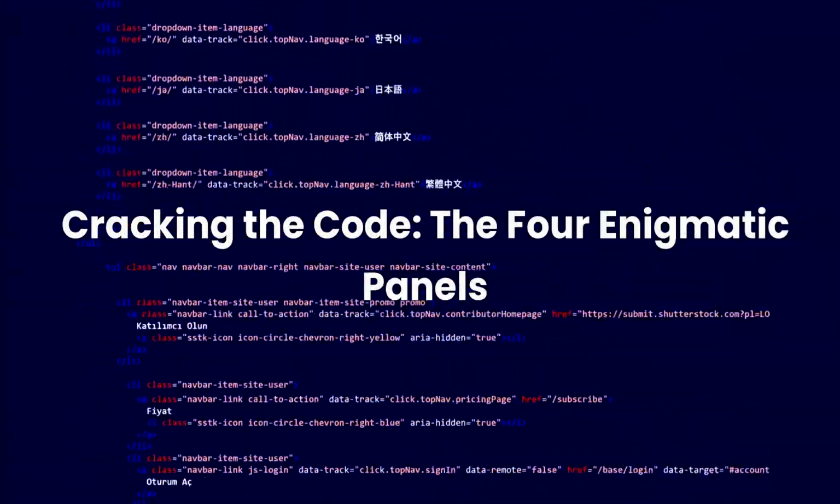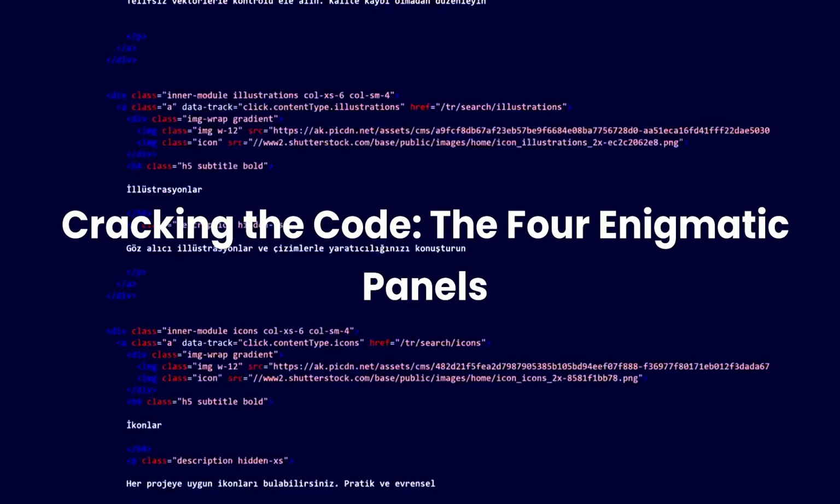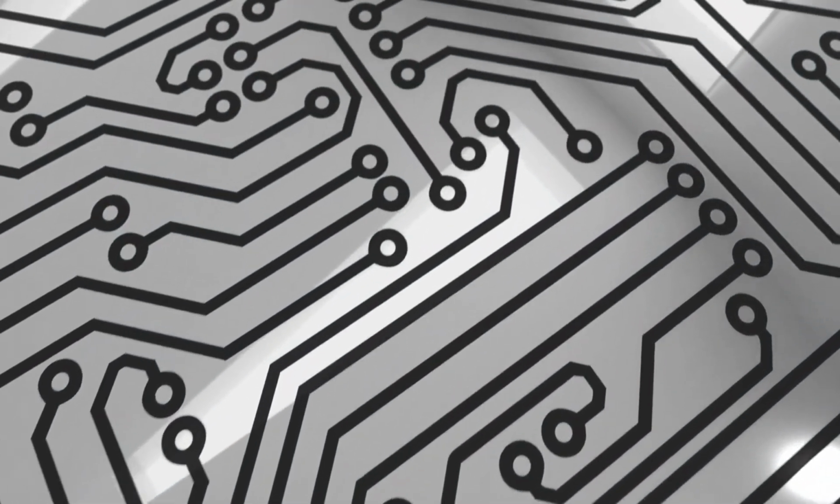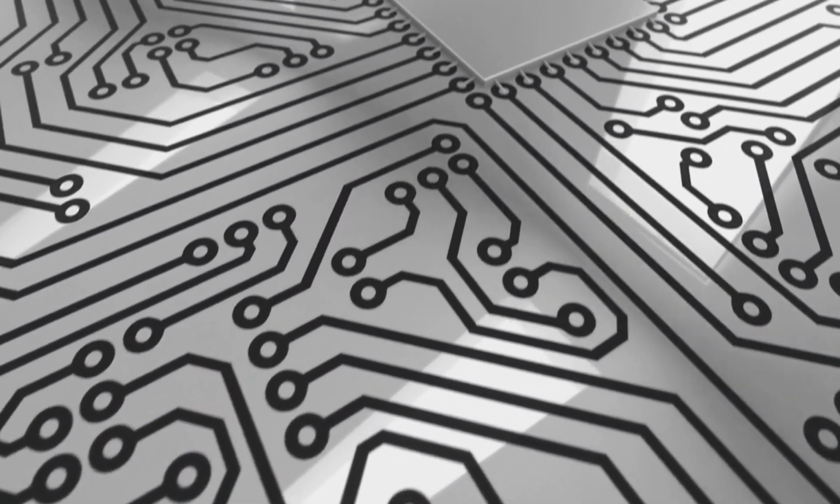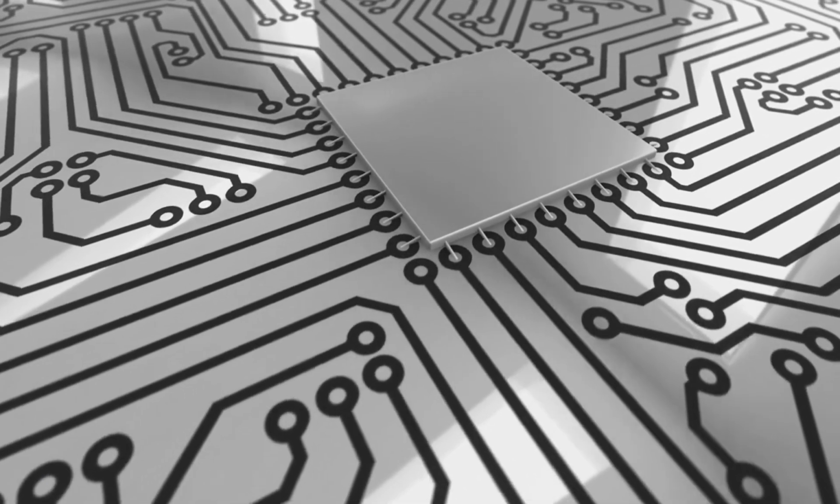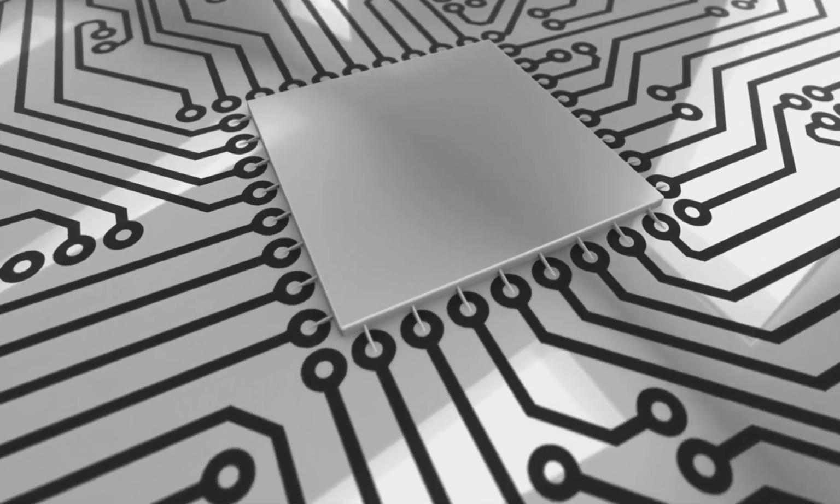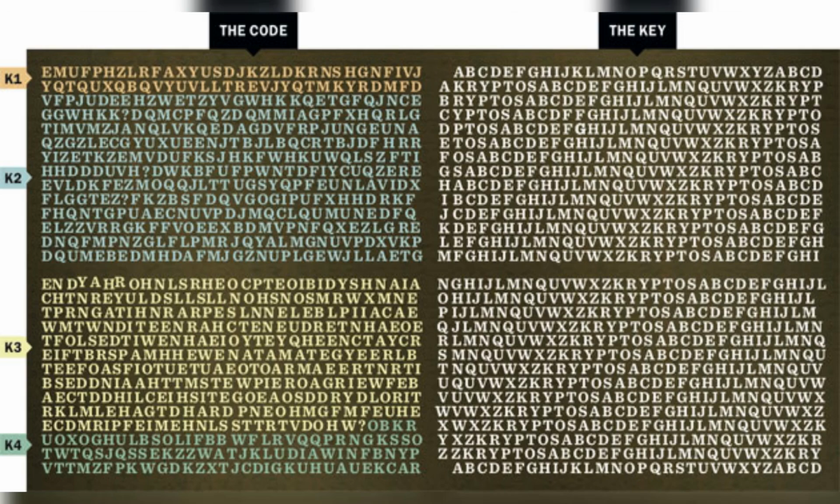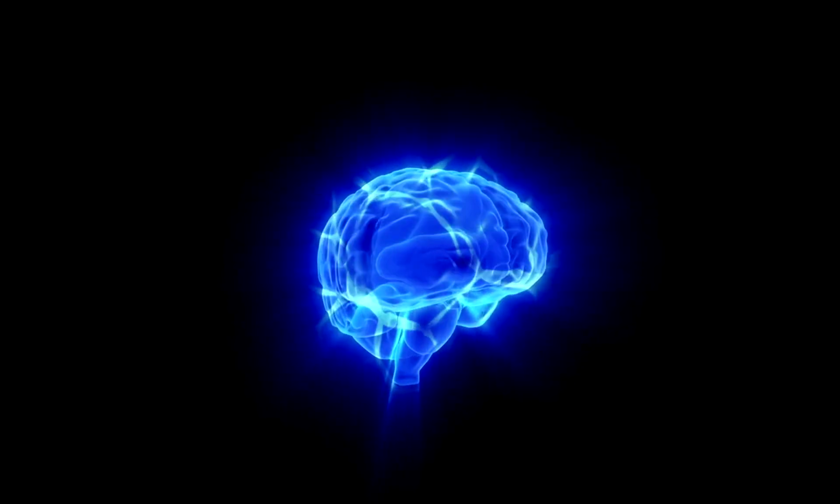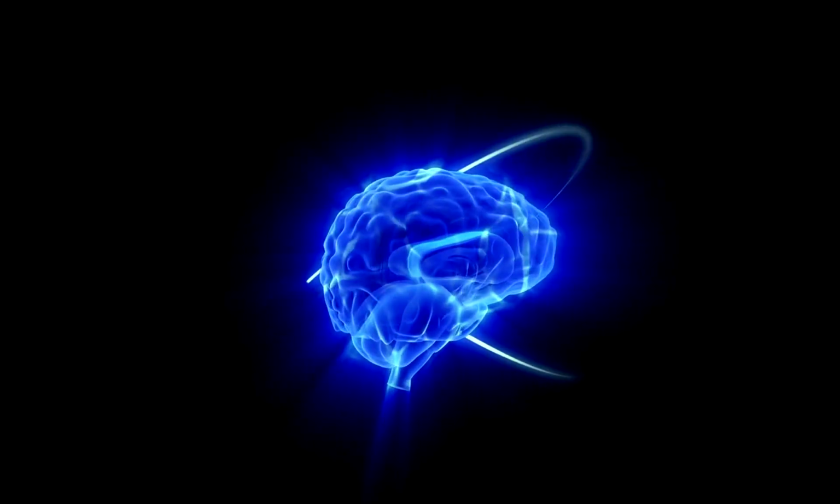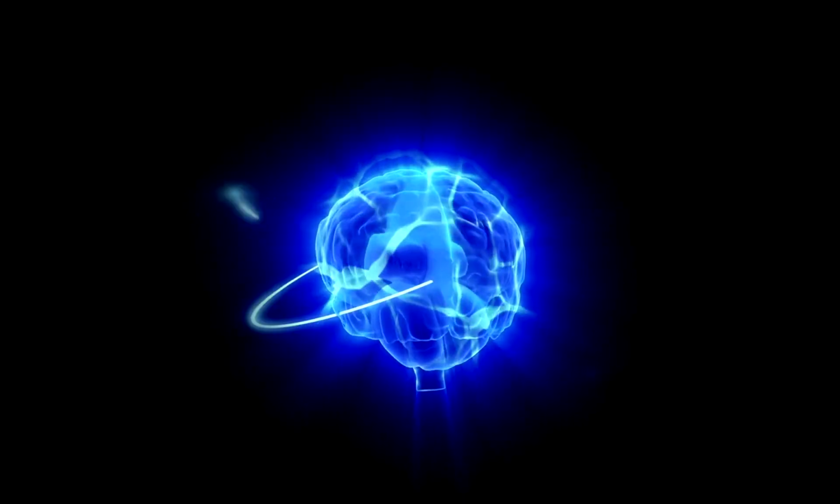Cracking the code. The four enigmatic panels. Kryptos isn't just a pretty face. It's a brain twister with four encrypted panels, each a different flavor of cryptic challenge. Picture these panels like four mysterious doors, each leading to a room filled with cryptographic furniture, waiting to be rearranged into something that makes sense. The first panel, it's like a warm-up, using a simple Vigenère cipher. It's the kind of puzzle that gets your brain jogging, thinking, hey, maybe I can be a codebreaker.